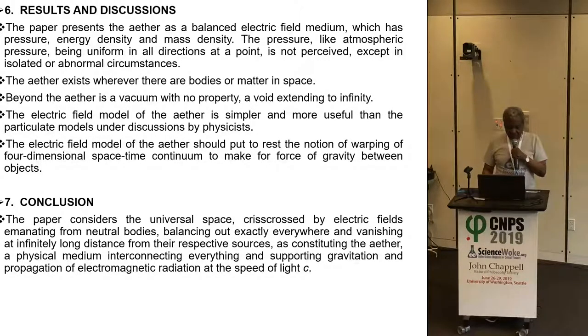Conclusion. The paper considers the universal space crisscrossed by electric fields emanating from neutral bodies, balancing out exactly everywhere and vanishing at infinitely long distances from their respective sources, as constituting the ether. This seemed to me to be much easier to understand. The ether is a physical medium interconnecting everything and supporting gravitation and propagation of electromagnetic radiation at the speed of light.